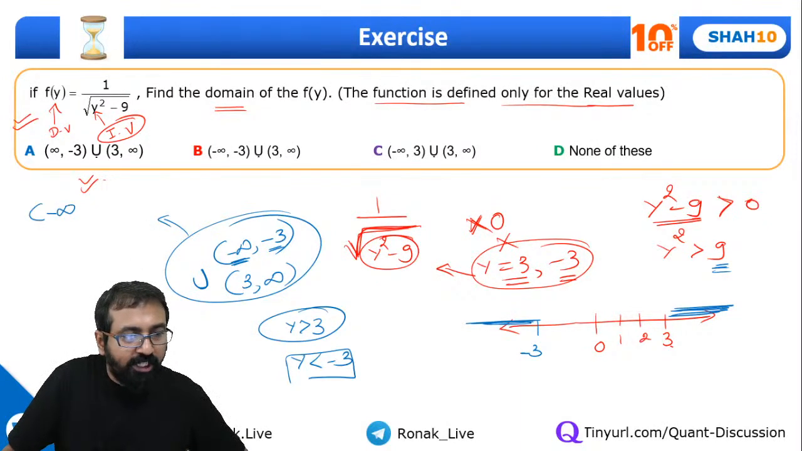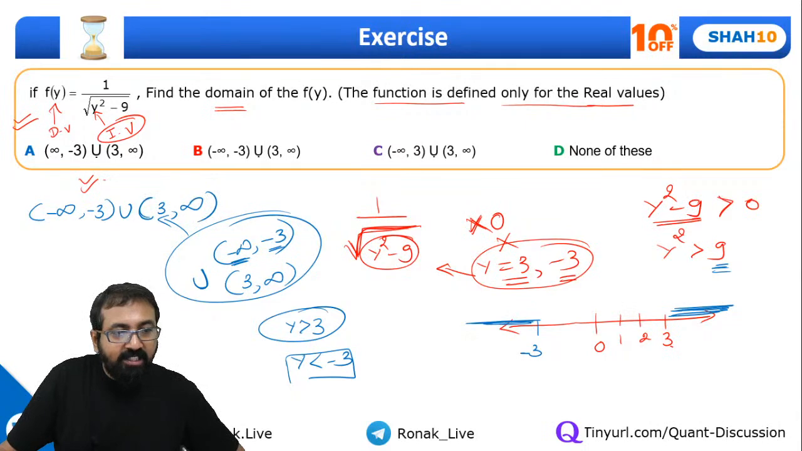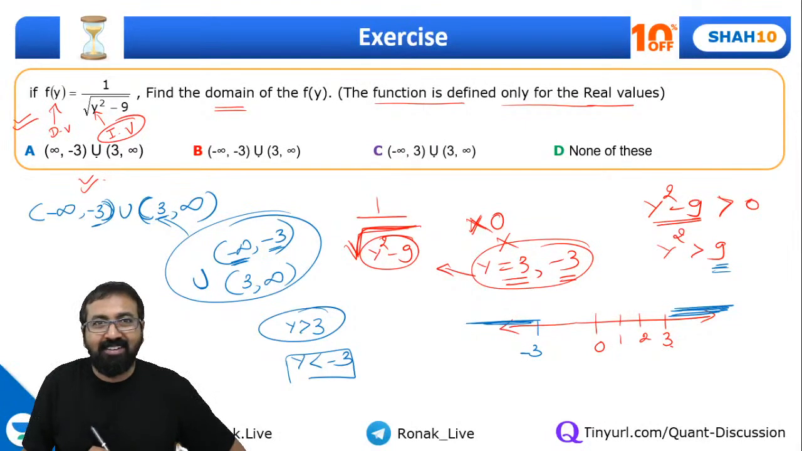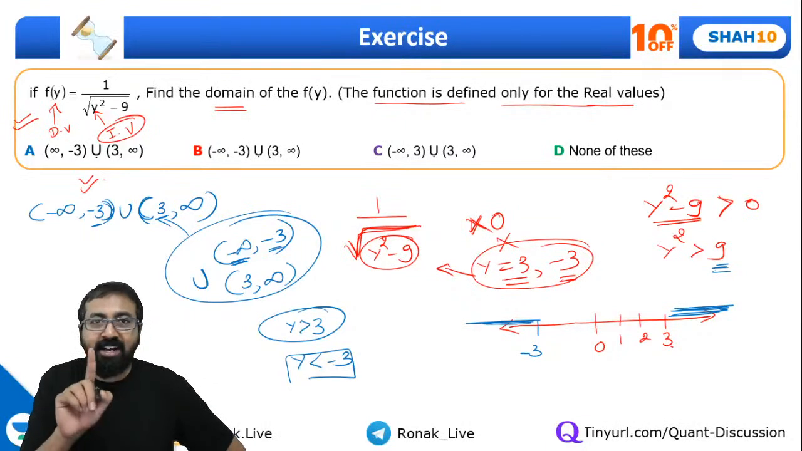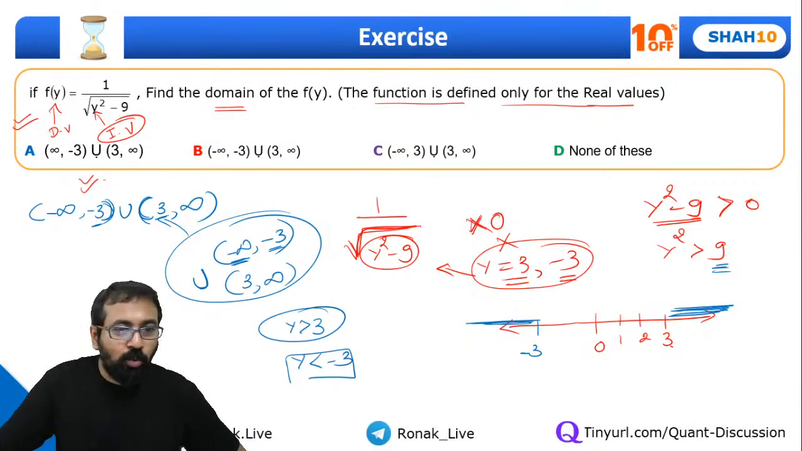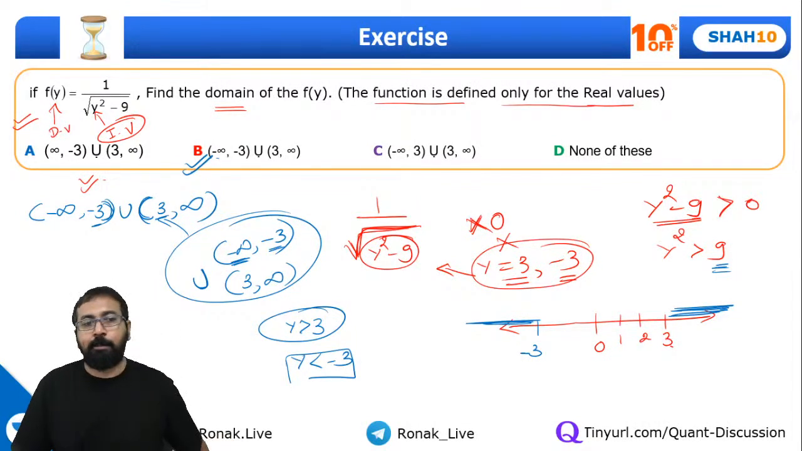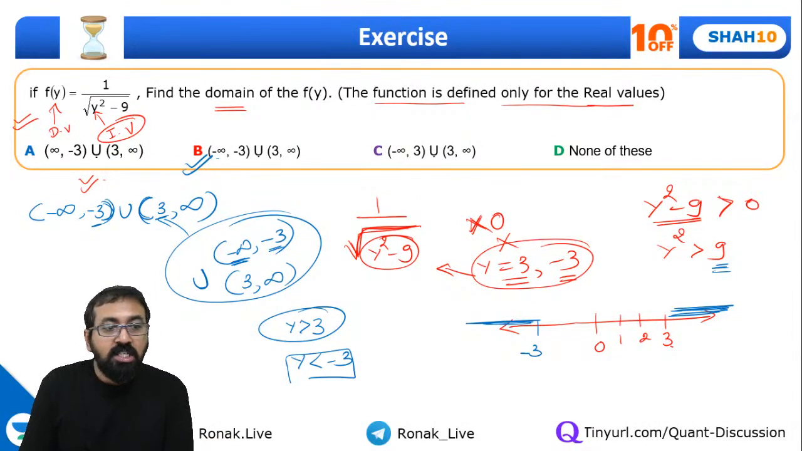So minus infinity to minus 3 union 3 to infinity. See, when I write this bracket it means 3 is not included. Over here minus 3 is not included. You understand the difference between the normal bracket and the square bracket, right? Okay, and that's why it will be this option. Option B is correct, everyone. So these are the possible values that y can take.